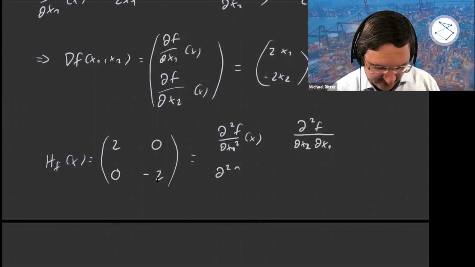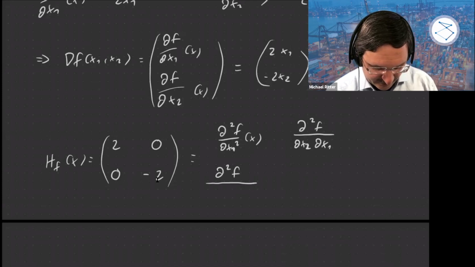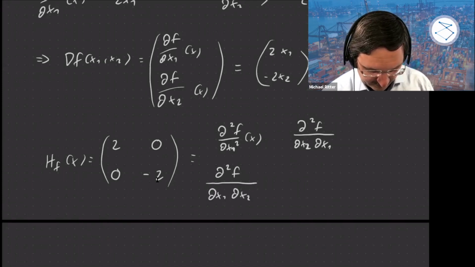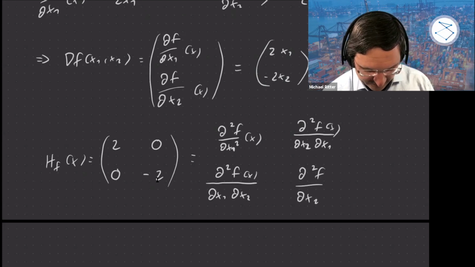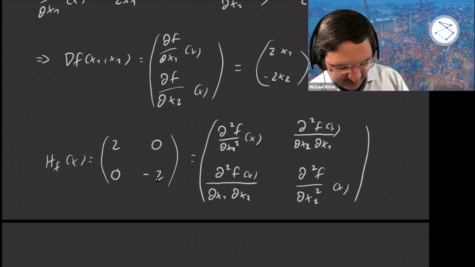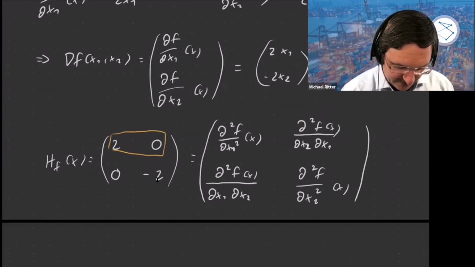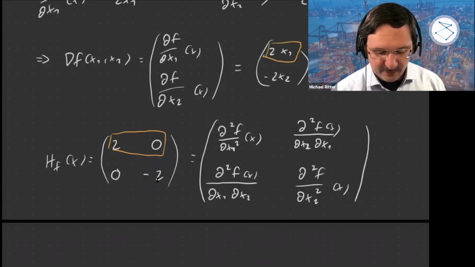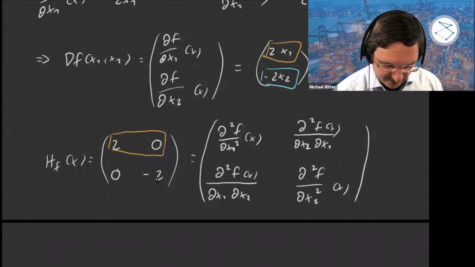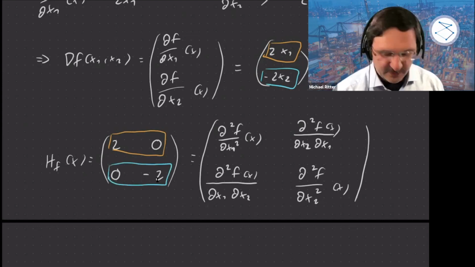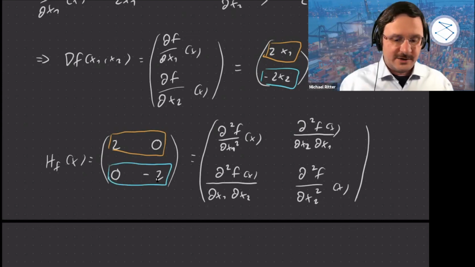Similarly here we differentiate with respect to x2 first, then x1. I forgot the x. And here we differentiate with respect to x2 twice. Right, so that's what's happening here. So basically, again, the first row of the Hessian corresponds to the first row of the gradient, and the second row corresponds to the second row of the gradient.